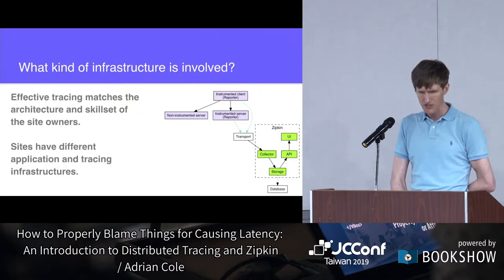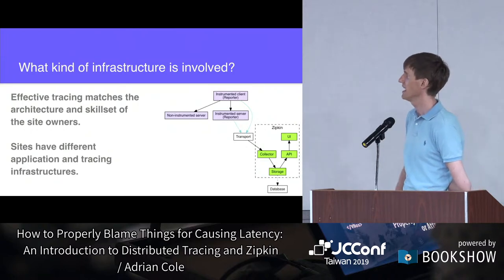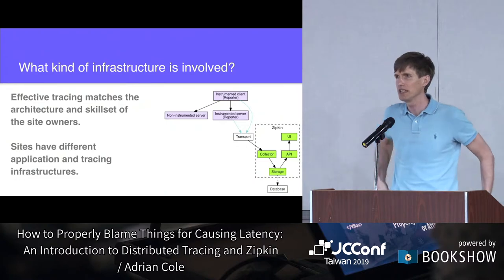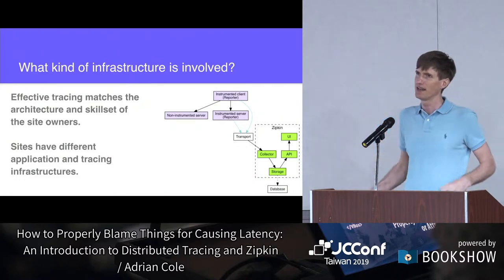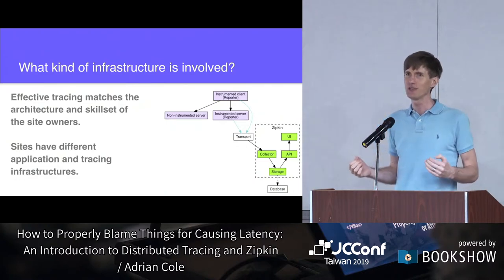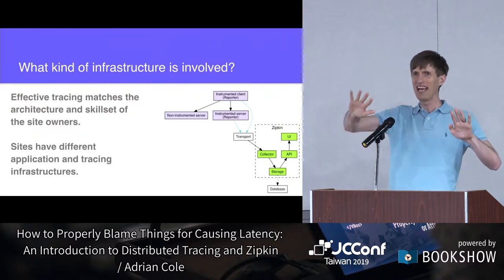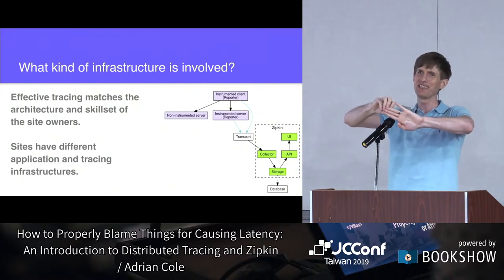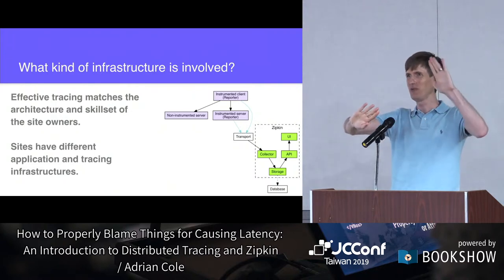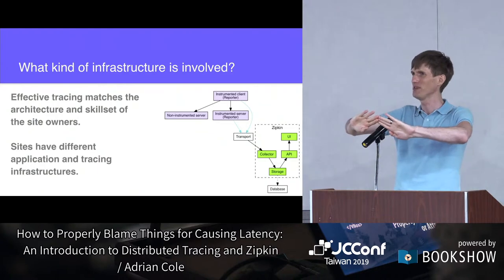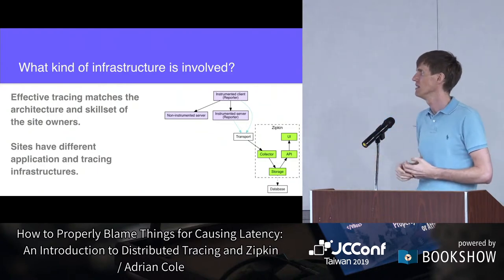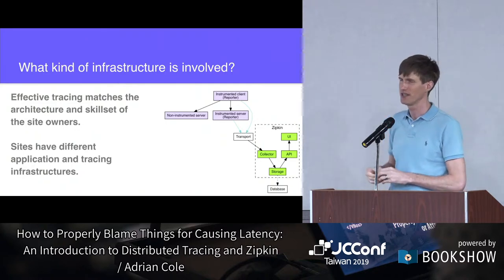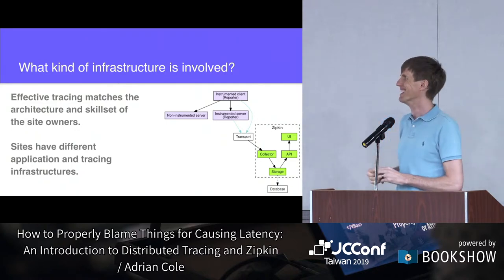If you're running a Zipkin site, people ask what type of infrastructure you need. Really the best answer to that is a set intersection. What do we have? What can you run? You want that sweet spot: what are you capable of running, and what are we capable of supporting as a community? So the best architecture is the architecture you can run. If you can't run the architecture, it's not the best architecture by definition.